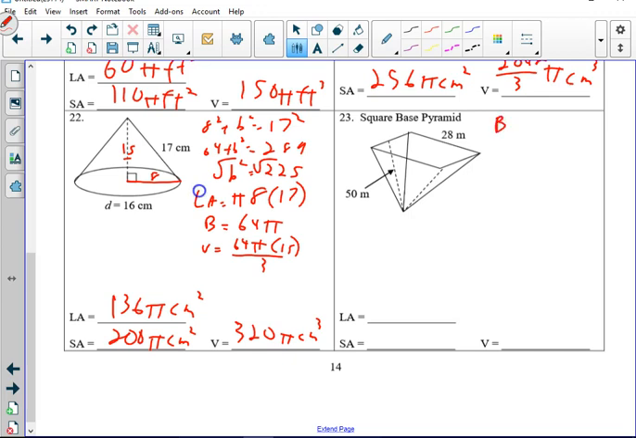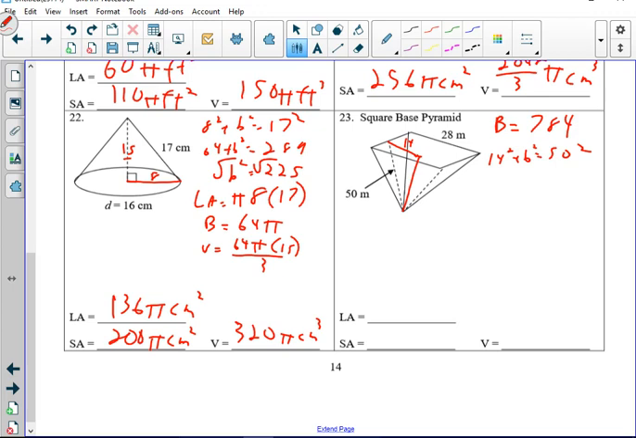Okay, the area of the base is 28 times 28, which is 784. The slant height is 50. So we need to find out what there's, the center, up to there, up to there. We need to find the true height. So this is 14, half of 28. So 14 squared plus b squared equals 50 squared.